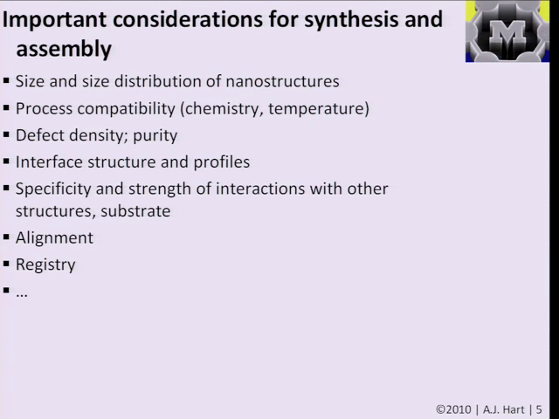And in the cases of organization and assembly, there are all these manufacturing-like terms where we're concerned about how specific the interactions of the structures with each other are. That may relate to getting, say, A and B to assemble and B and C to assemble, but not A and C to assemble together. And how do we control the alignment and the registry of the structures, the positioning and the orientation, for example.